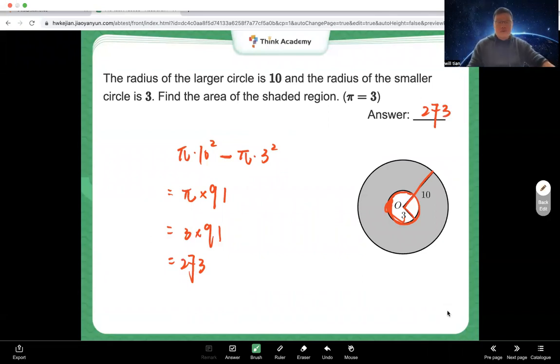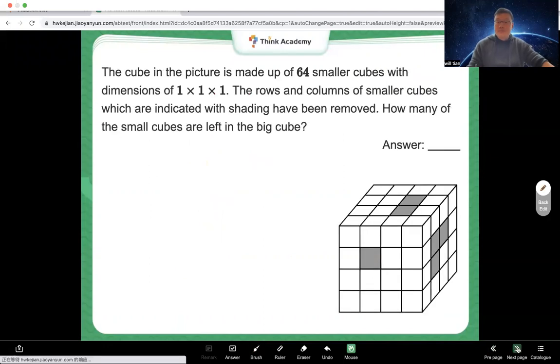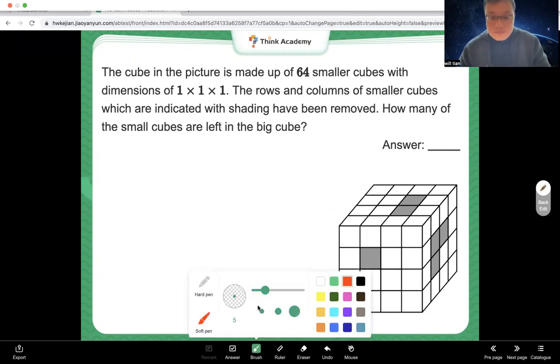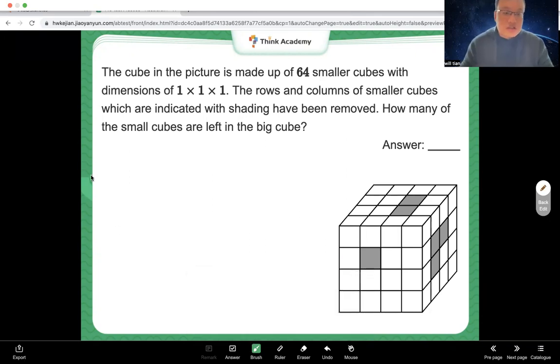All right. So far, good. And also this question. The cube in the picture is made up of 64 smaller cubes with dimension 1 by 1 by 1. Rows and columns are indicated with shading as removed. How many smaller cubes are left in the big cube? So guys, we learned this kind of method in the slicing method, right? This question is in slicing method.